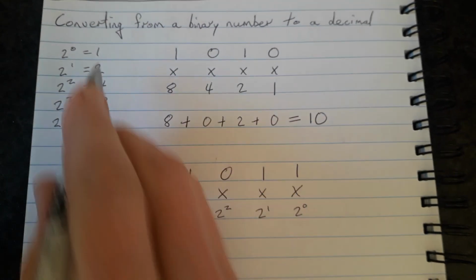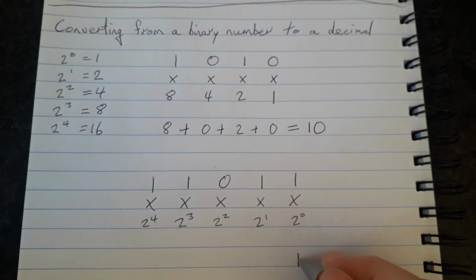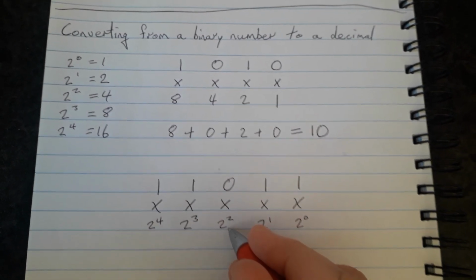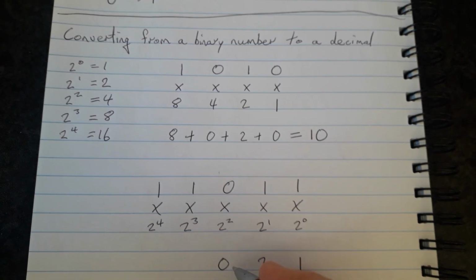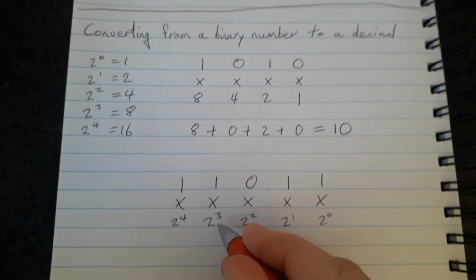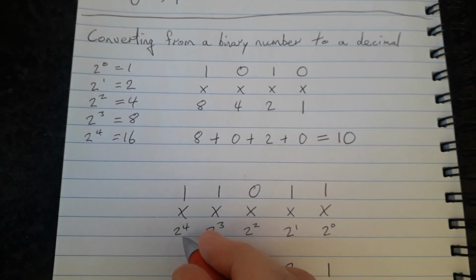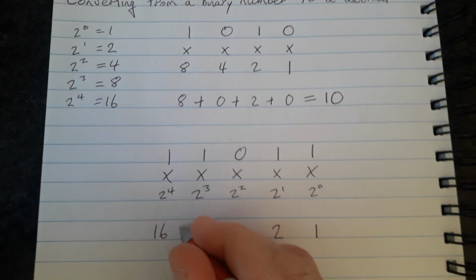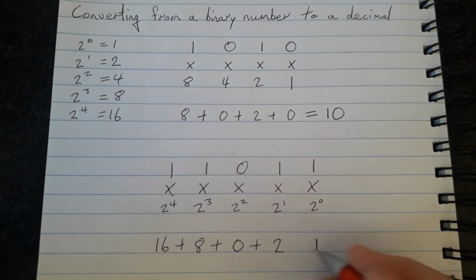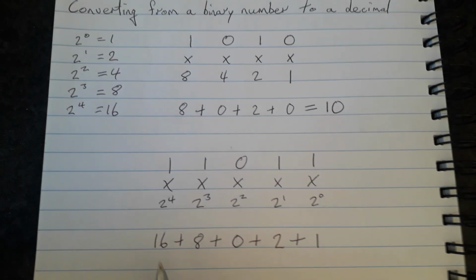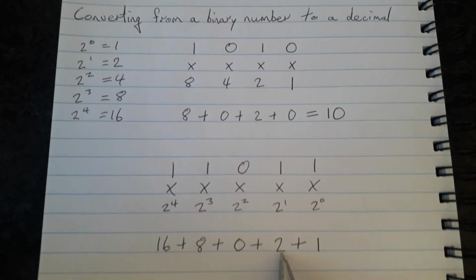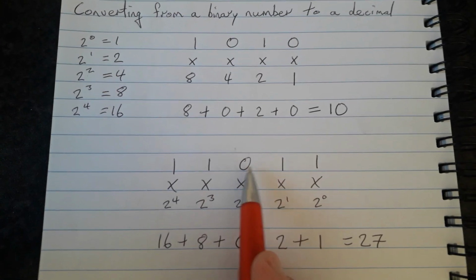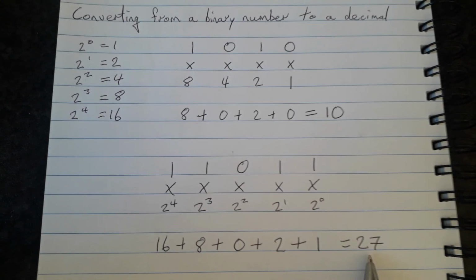So we know 2 to the power of 0 is 1, so it's 1 times 1 is 1. 2 to the power of 1 is 2, so 2 times 1 is 2. 2 to the power of 2 is 4, 4 times 0 is 0. 2 to the power of 3 is 8, so 8 times 1 is 8. And 2 to the power of 4 is 16, so 16 times 1 is 16. When we've got all our multiplication done, we're just adding all our answers together. And of course, we can just leave out zeros for the sake of adding, so it's just going to be 16 and 8 is 24, and 2 is 26, and 1 is 27. So the binary number 11011 is equal to the decimal number 27.